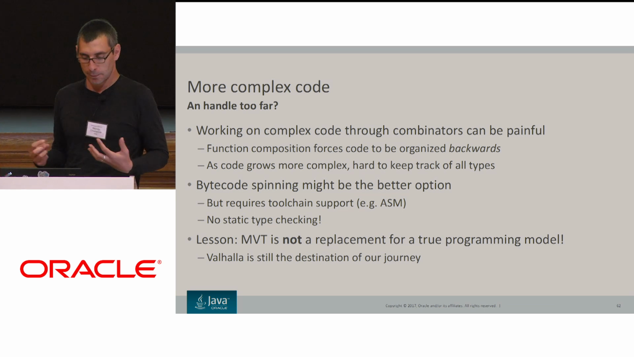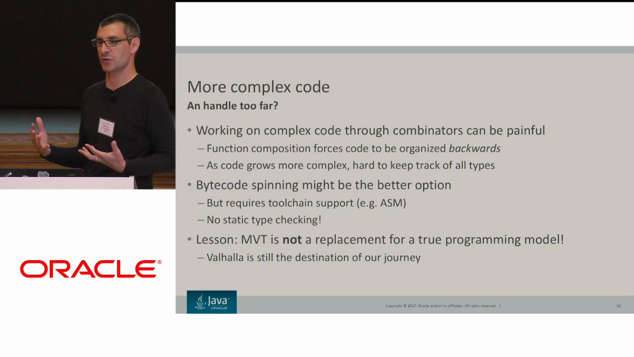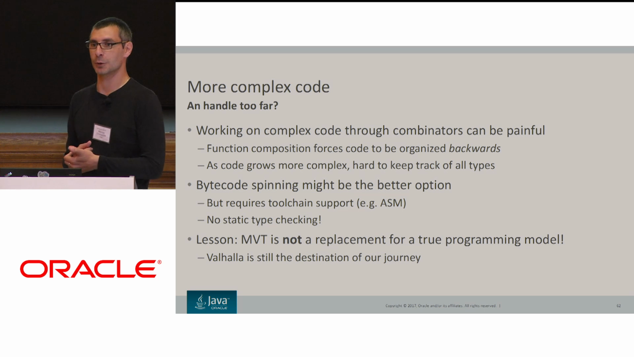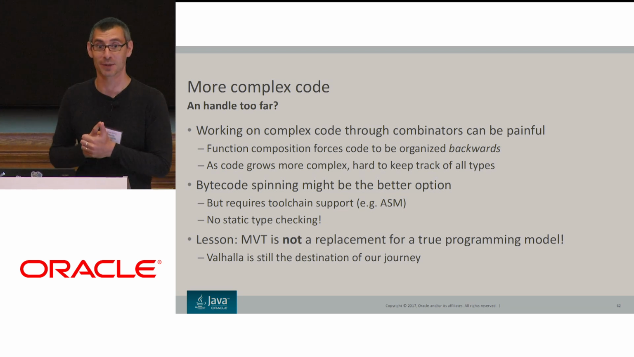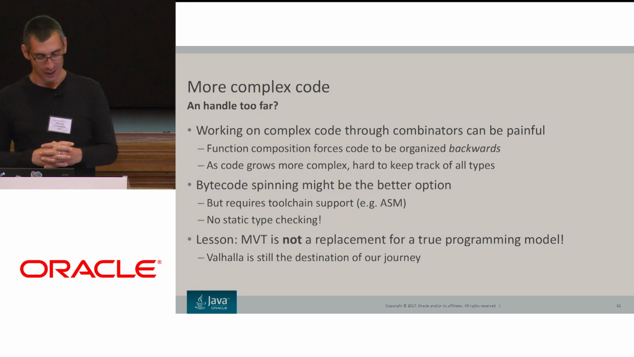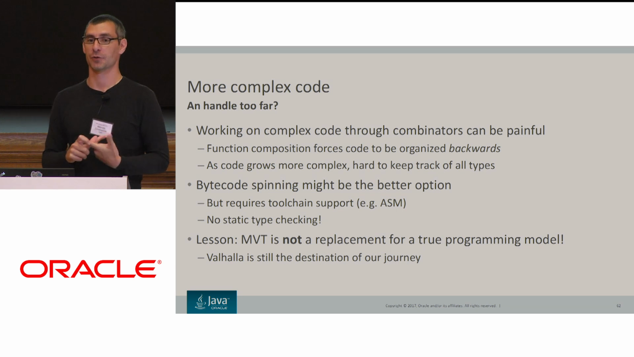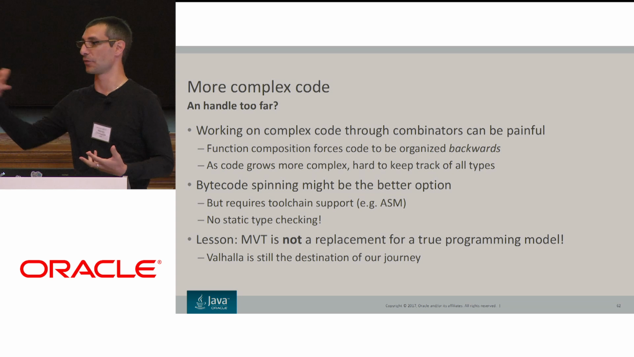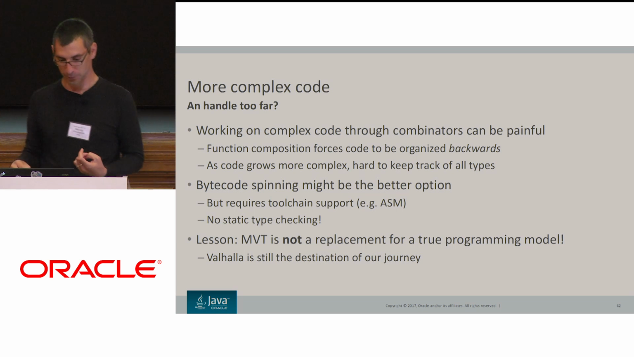Maybe spinning bytecode could be a better option when you need to generate more complex code. But at the same time, first you need some good toolchain support for value types. So I asked Remy, please give us some support for ASM for working with values. But secondly, it's still a dynamic approach. So by the time you're writing your code, you have no confidence that this code is verifying or it's even doing what you thought it was doing in the first place.